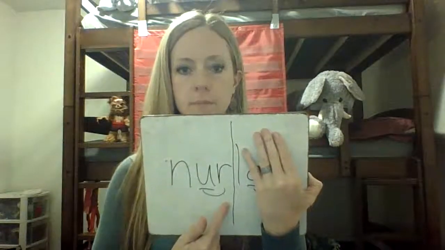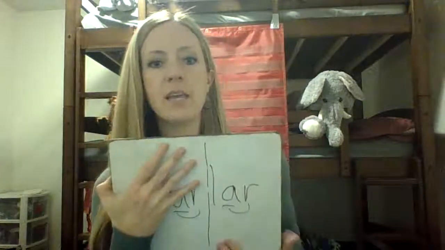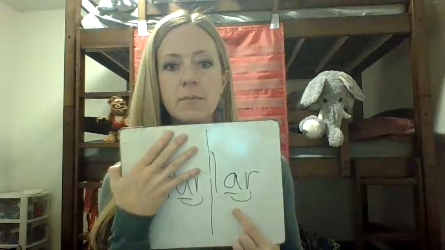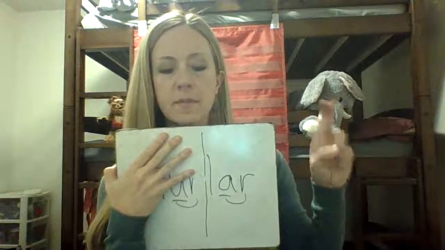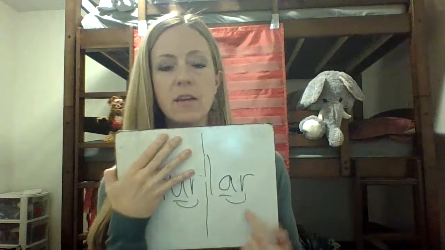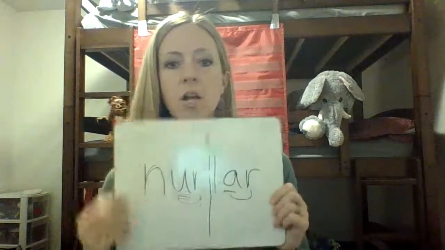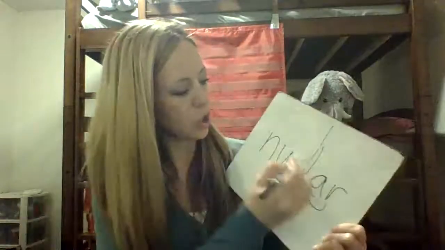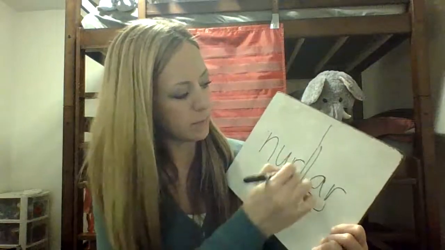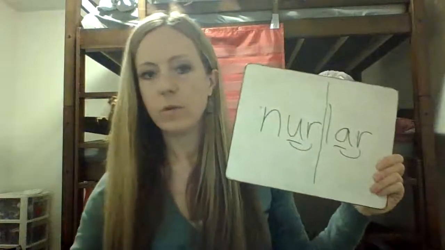Syllable. Ner. Glad you guys are saying it before me. What's the syllable type here? Vowel-r. Syllable, or sound, sorry. R. Syllable, lar. Put it together. Nerlar. Okay, what if we were to split it after the L?